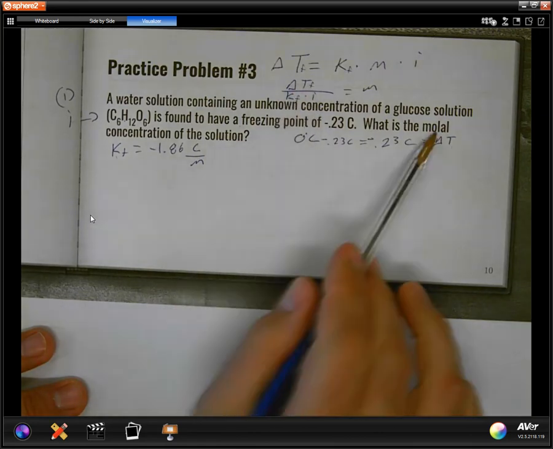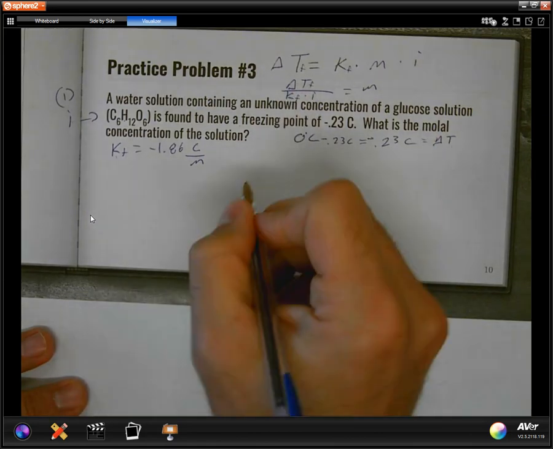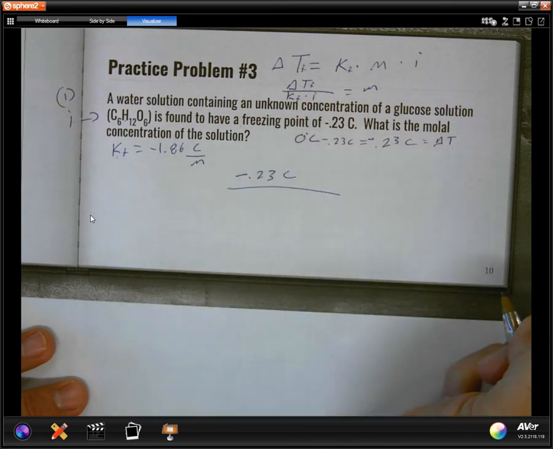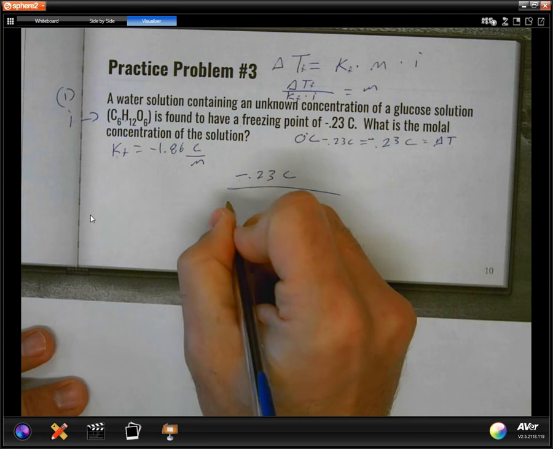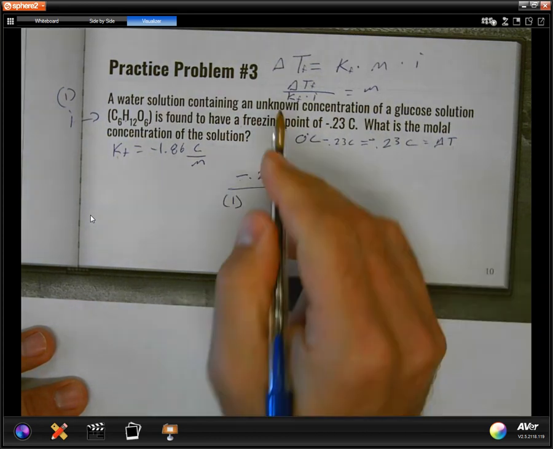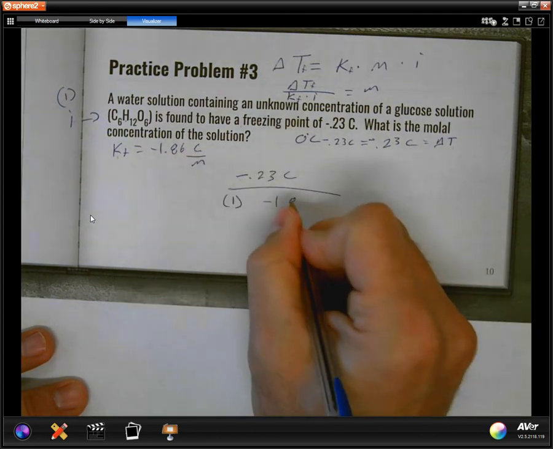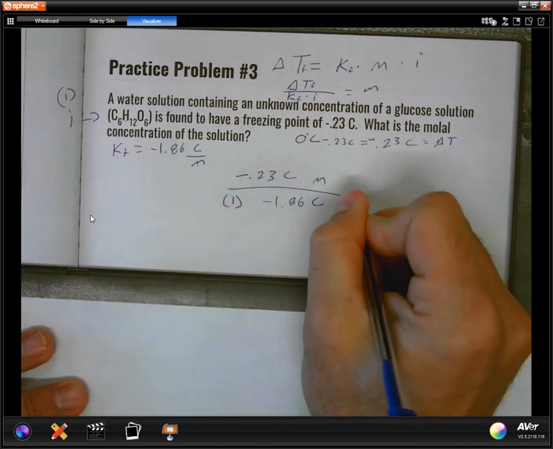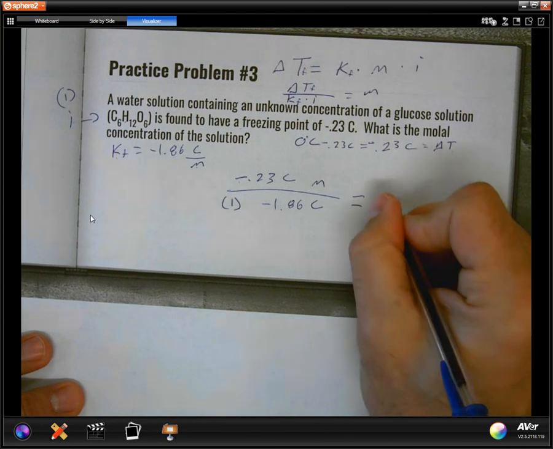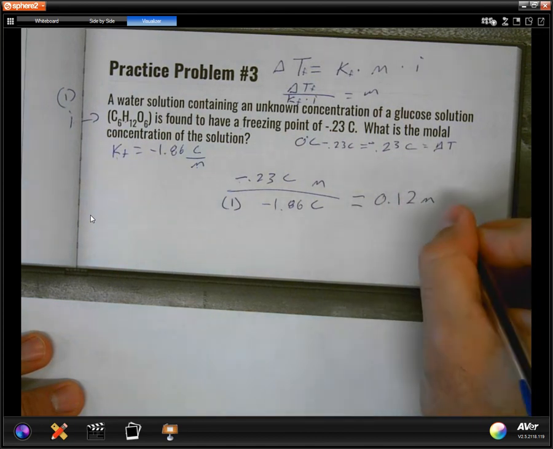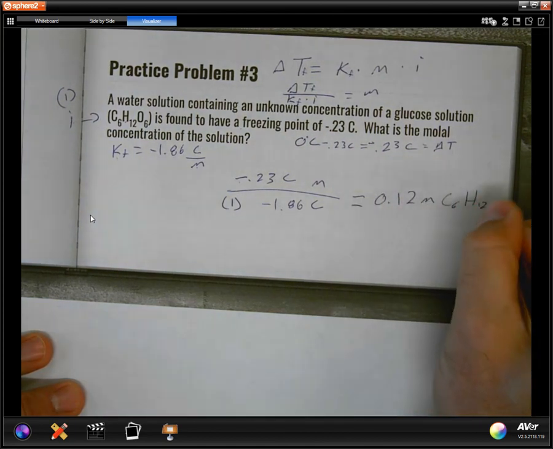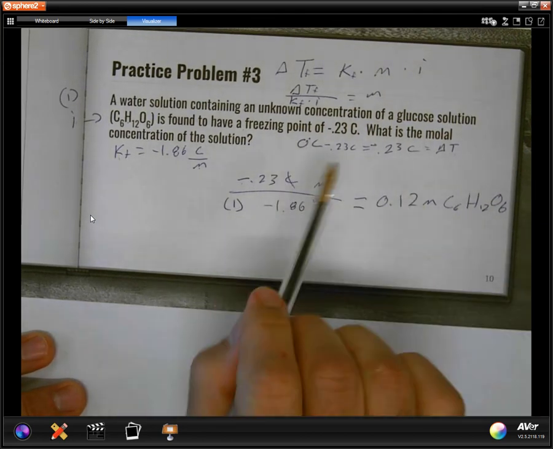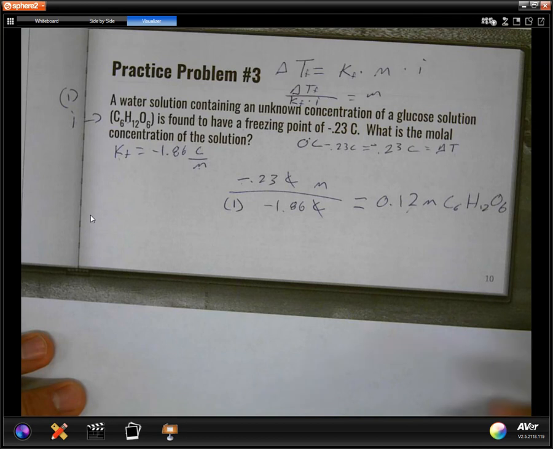So now just plug your numbers in and get your answer. Change in temperature is negative 0.23 Celsius. My i is 1. My Kf is negative 1.86 Celsius per mole, and that mole will go on top, and that is why my final answer would just be 0.12 mole of C6H12O6, because my Celsius cancels out. Because I have 2 sig figs, I'm going to stop at 2 sig figs.